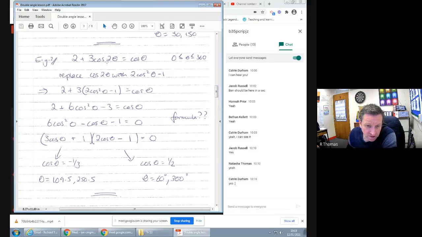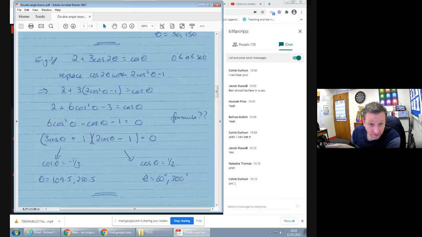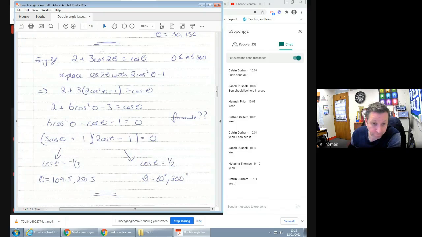If I replaced it with a sine squared, I'd have a sine squared and a cos, and that's just going down a dark path of pain and suffering. If I replace it with a cos squared, I've got a cos squared and a cos and a constant value, and I could create a quadratic. So that's the way I'm going to go. I'm going to replace this cos 2 theta with this double angle identity, and then try and figure out if I can solve a quadratic in it. So let's go through it step by step.